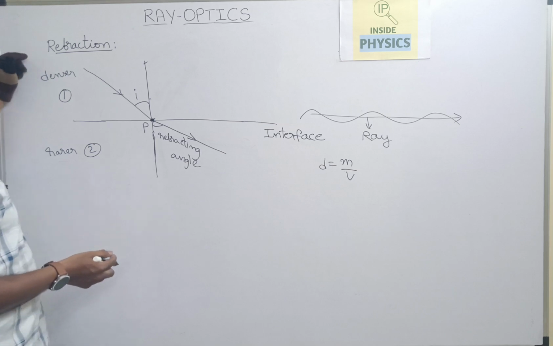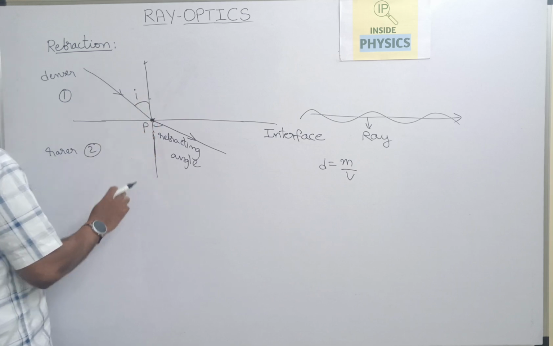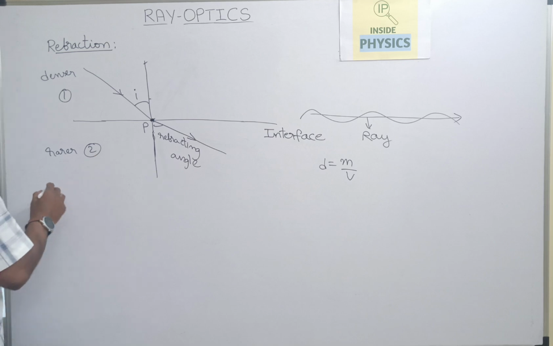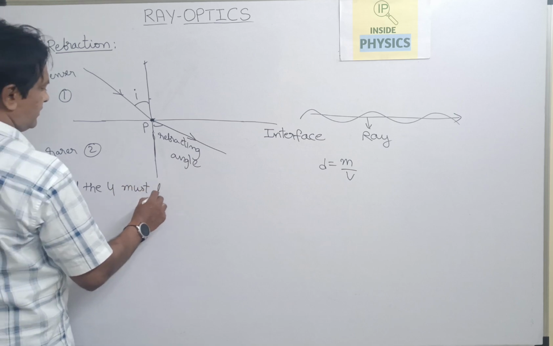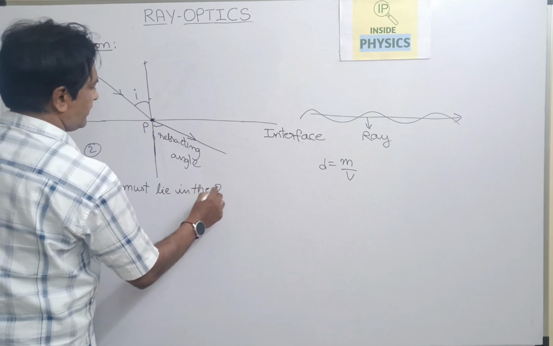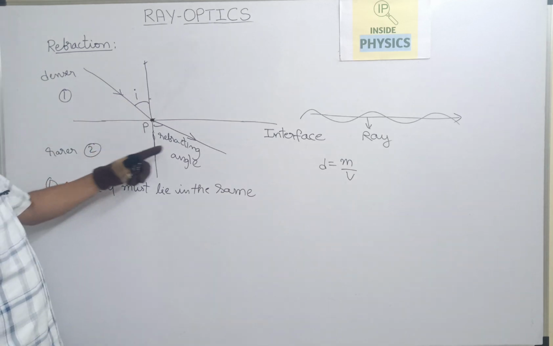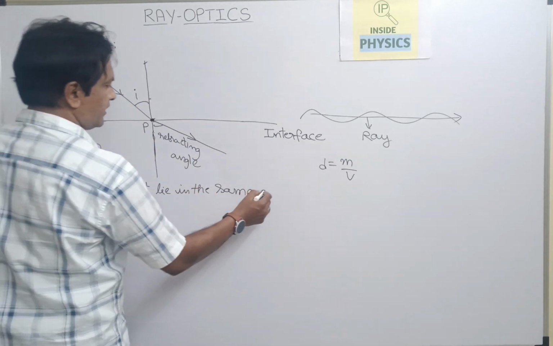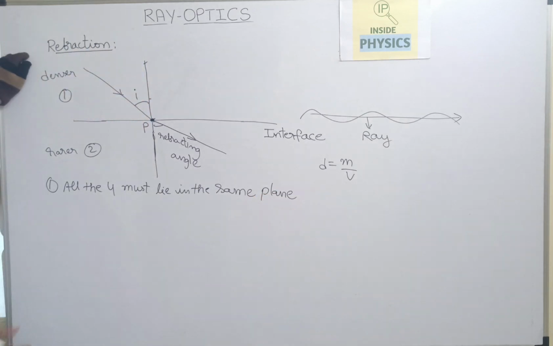The first rule of refraction is that the incident ray, normal, point of incidence and the refracted ray, all the four must lie in the same plane. So all those four which I have told you, incident ray, normal, point of incidence, refracted ray, must lie in the same plane. This is the first refraction rule, and these rules are identified by the scientist called Snell.